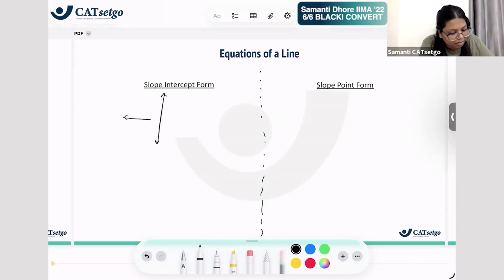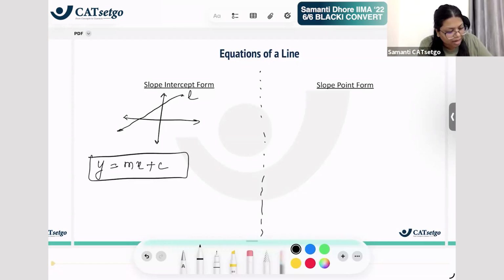Let's say you have a line like this. This is your line L. How do you form its equation? Its equation is y is equal to mx plus c, where x and y are variables. We'll keep them like that. m is your slope, which is given. c is the y-intercept.